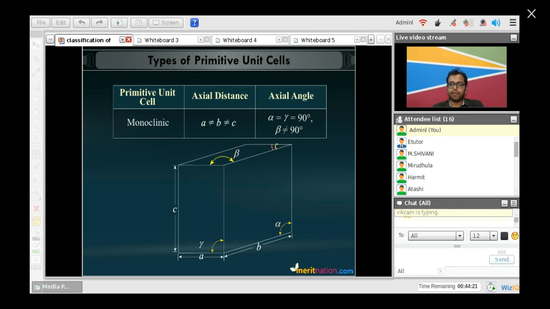Okay. So are you able to imagine the 3D structure here? What will be the 3D structure if A is not equal to B is not equal to C, and alpha is equal to gamma is equal to 90 degree and beta not equal to 90 degree? So is the structure clear to everyone?